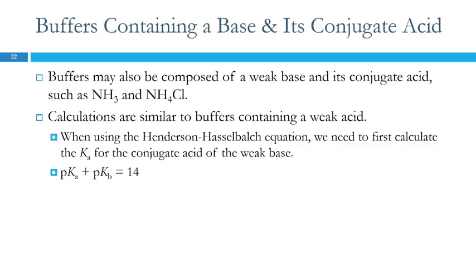Okay, so that was a buffer that was a weak acid and its conjugate base. You can also have a buffer that's a weak base and its conjugate acid. So NH3 is a weak base. This is the conjugate acid.